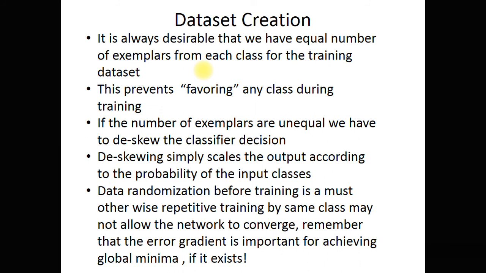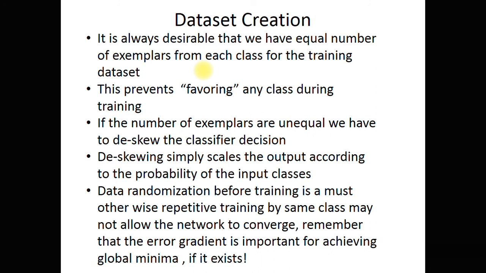Deskewing simply scales the output according to the probability of the input classes. So once we get the output, we have to deskew it, specifically if there is an unequal number of samples or exemplars. In real-life scenarios, it may be possible that you have very few exemplars of a particular class. In that case, you have to apply deskewing techniques.